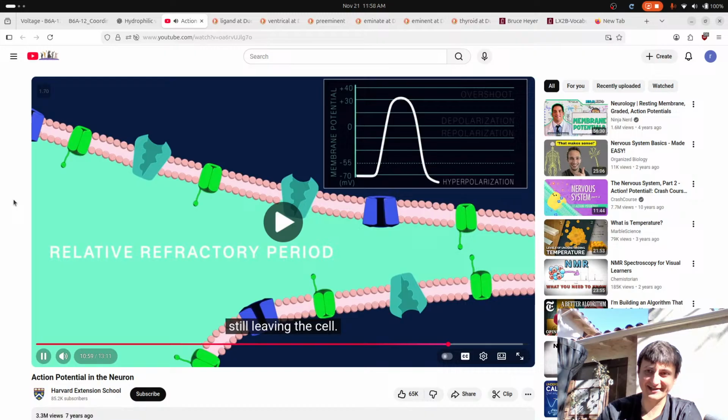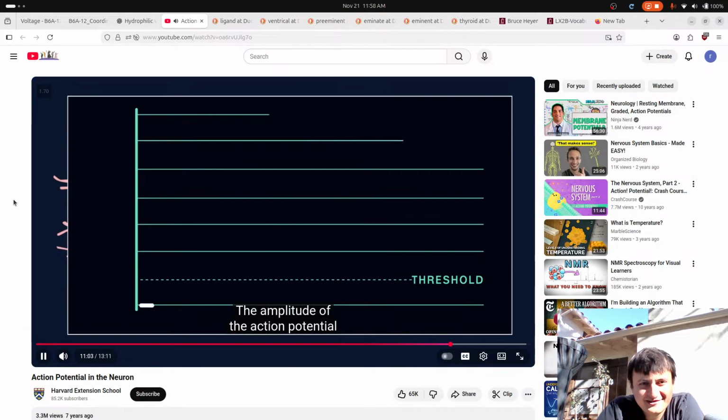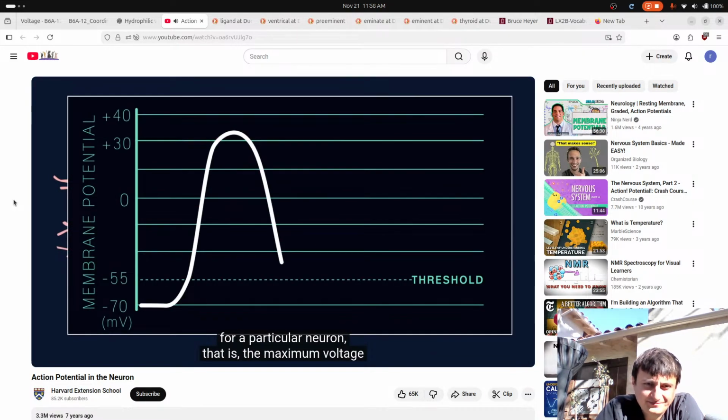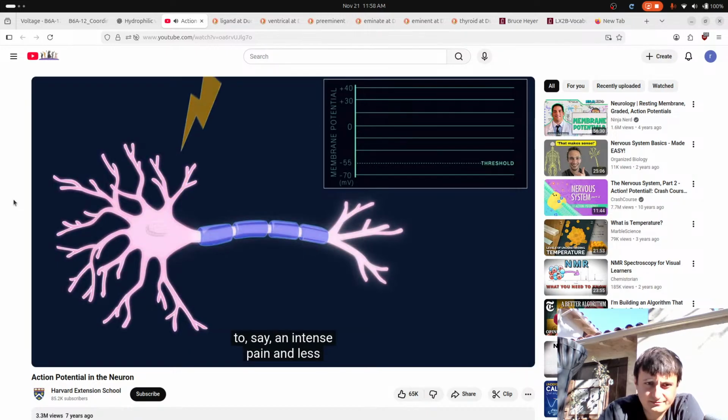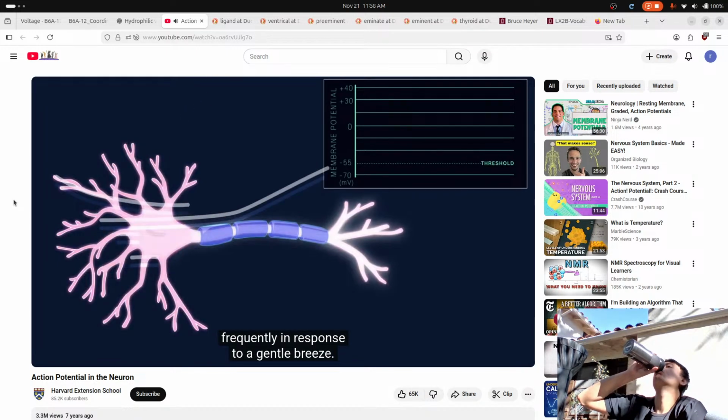The amplitude of the action potential for a particular neuron, that is, the maximum voltage in one neuron during an action potential, never changes. An action potential doesn't get bigger with a bigger stimulus. It's all or nothing. It either happens or it doesn't happen. What can change is the frequency of the action potential. A neuron might fire many more times per second in response to, say, an intense pain, and less frequently in response to a gentle breeze.